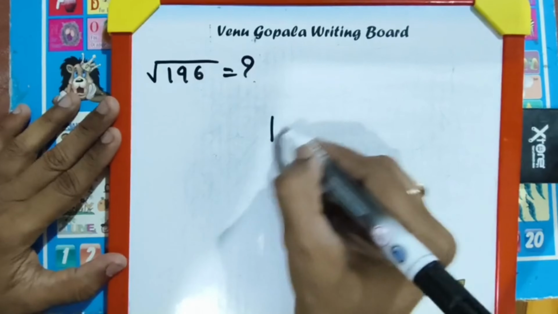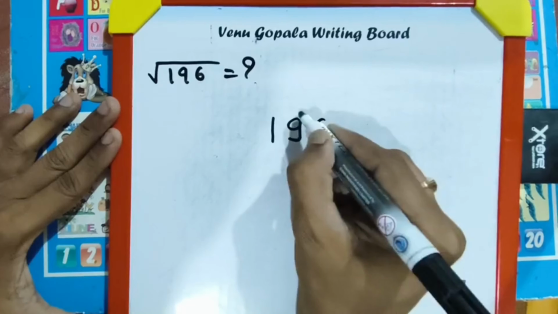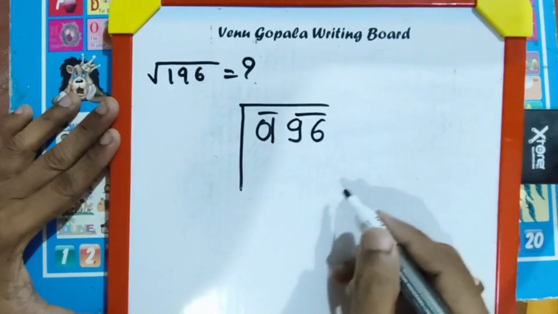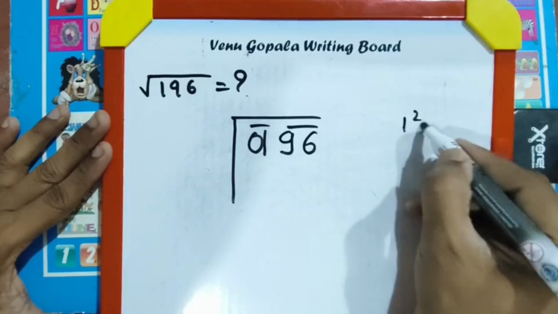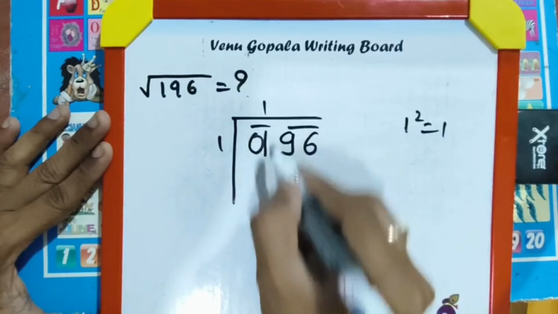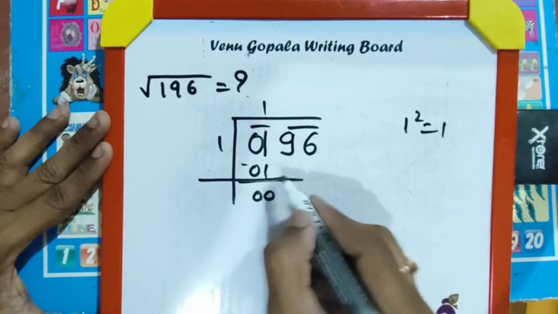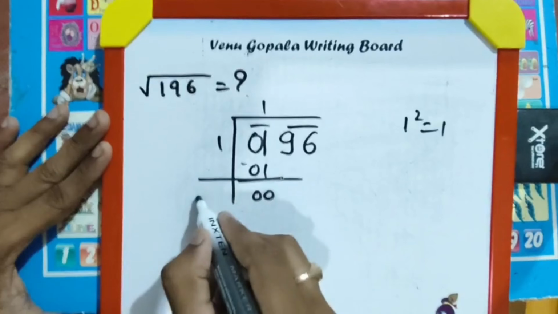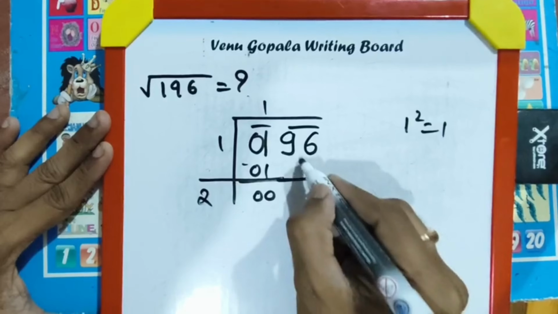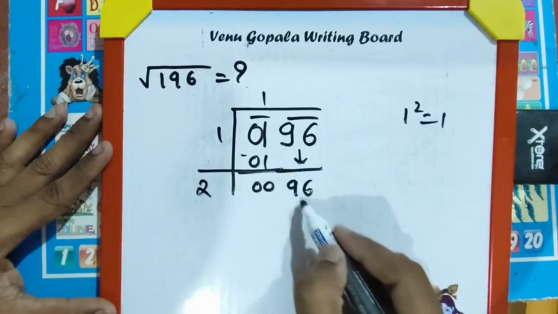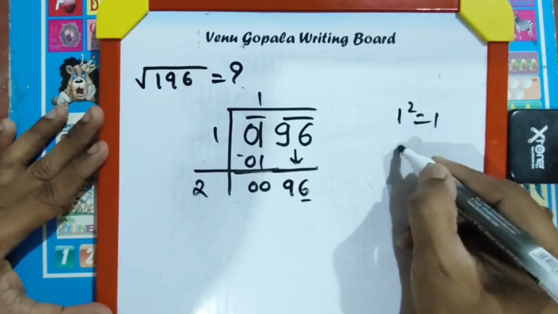Now, the square root of 196. I'll write 196. Group of two numbers. 1 remains 1, a single digit number. I'll make it a 2-digit number by adding 0. Let us take 1 square. 1 square is 1. 1 minus 1 is 0. I'll carry down this 96 together. 1 plus 1 is 2. I have to add this. I'll carry this 96. See the unit digit of 96, that is 6.